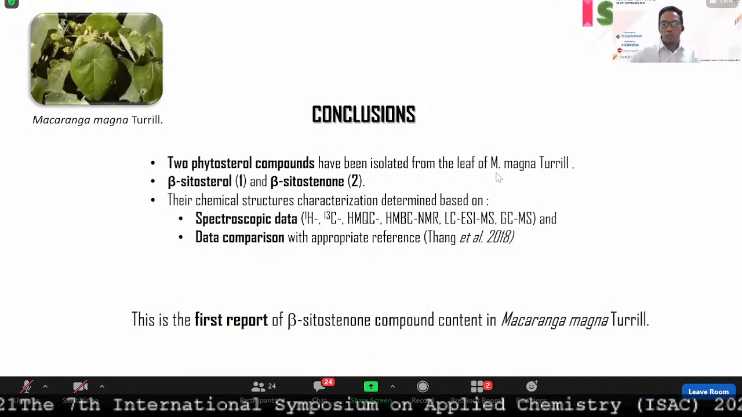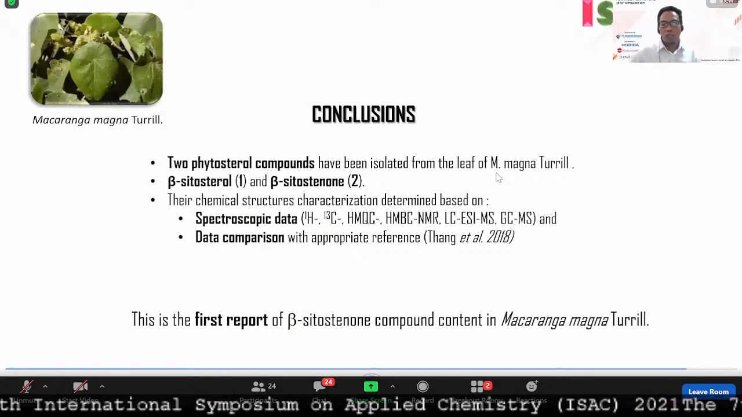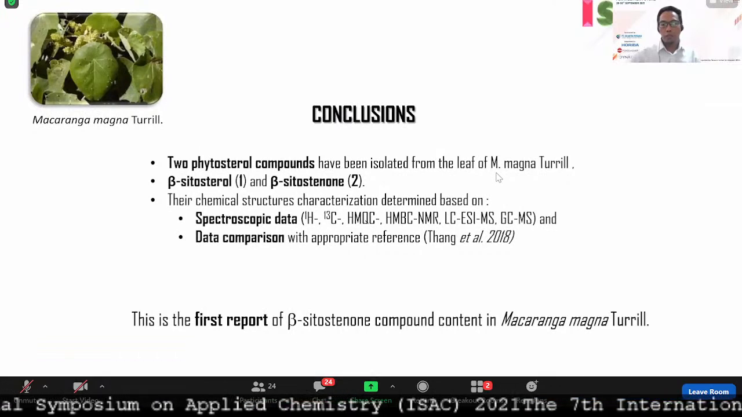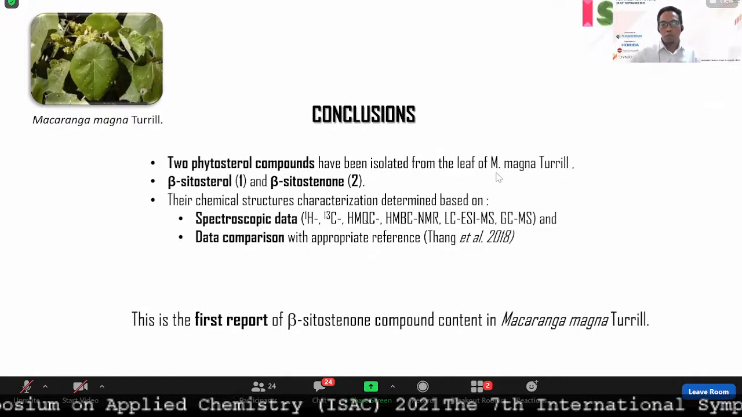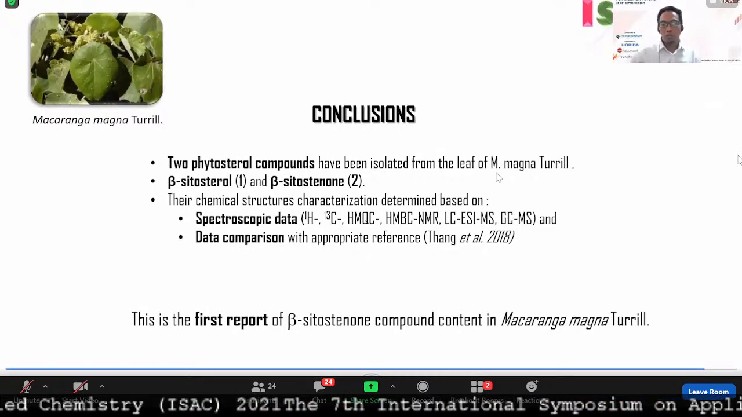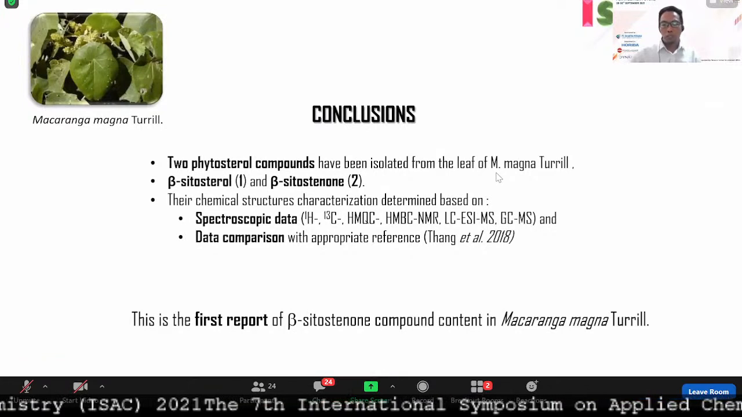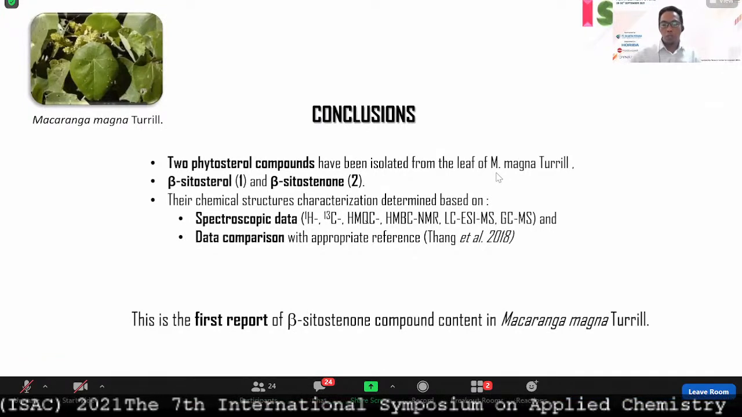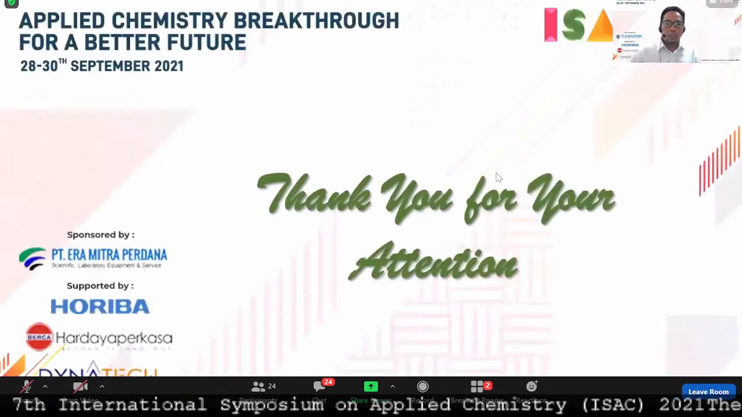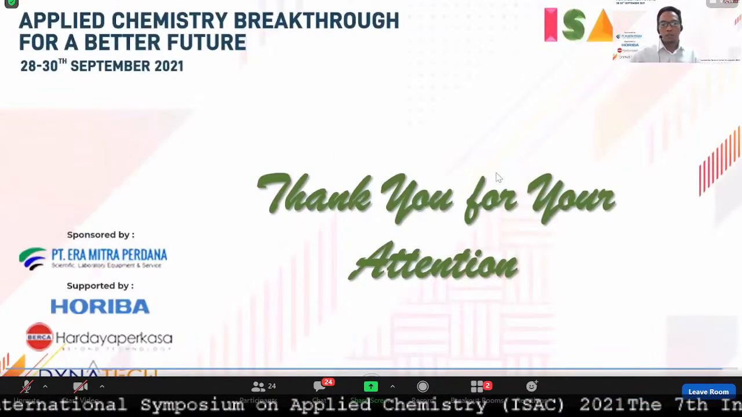This is the last slide, for the conclusion. We can conclude that the 2 compounds we successfully isolated from the leaf of Macaranga material are beta-sitosterol compound groups, which are compound 1, beta-sitosterol, and compound 2, beta-sitostenone. This is the first report of isolation of beta-sitostenone compound from Macaranga material. Thank you for your kindness.